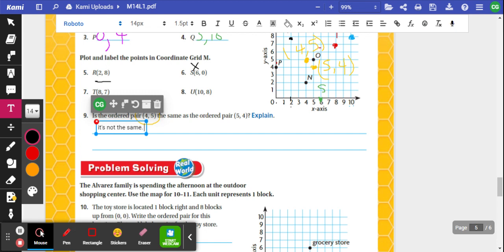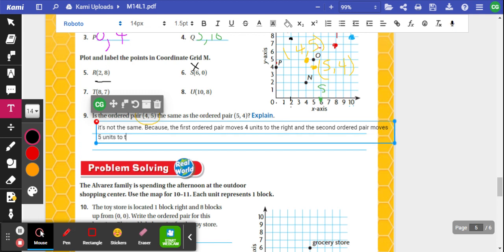It's not the same, and why? Because, if I can write the word because, the first ordered pair moves 4 units to the right, and the second ordered pair moves 5 units to the right. So you can already see that they're going to be off 1.